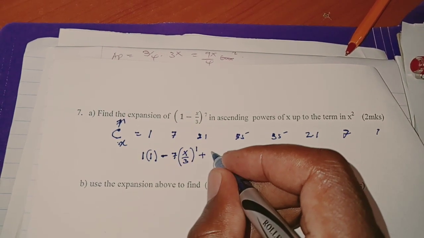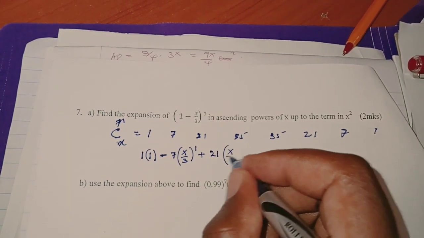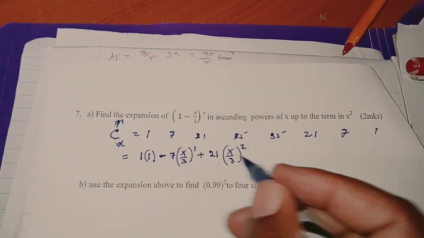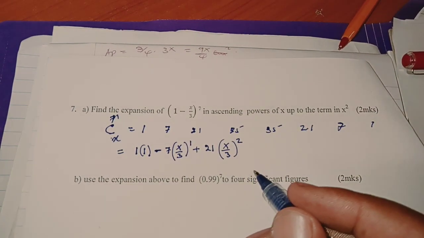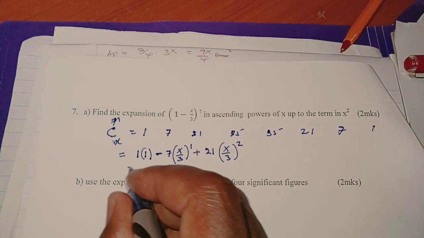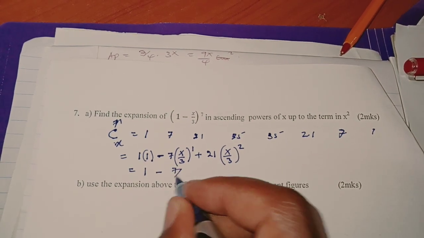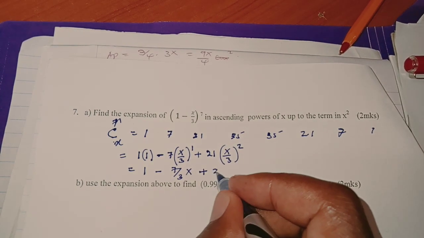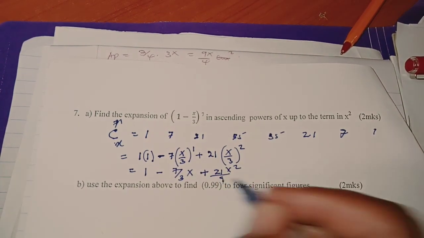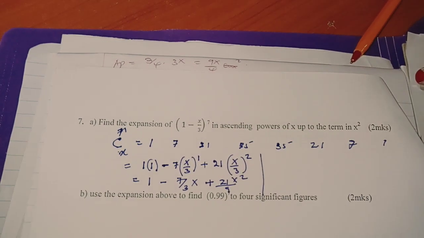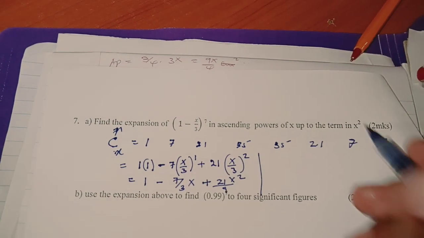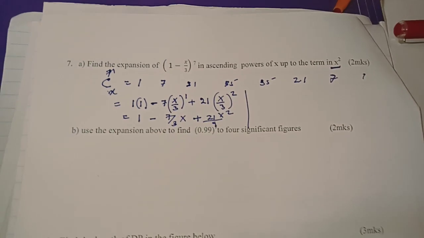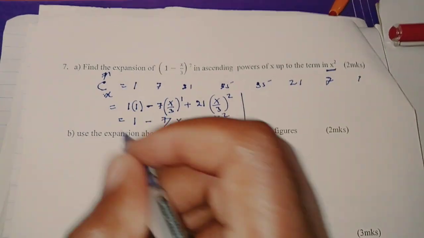We know negative goes now to positive because the signs alternate. Then we take the other coefficient, that is 21, then x over 3 to the power of 2, and that one is the expression that will give us a term involving x to power 2. So we simplify this and we get 1 minus 7 over 3 x plus 21 x squared over 9. Now from here that is the expansion. We cannot proceed because we are told to go up to the term involving that.